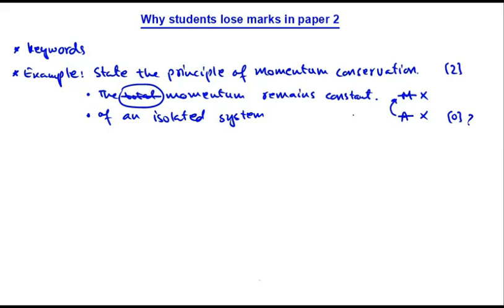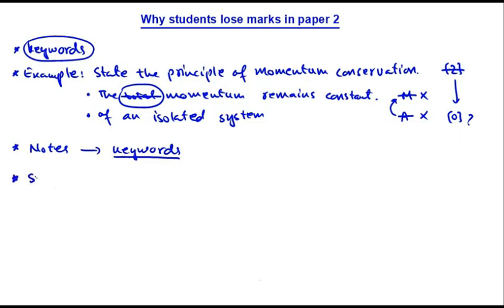So here, as you can see, omitting just one word, total, from the statement of the principle of momentum conservation costs us 2 marks, and we end up getting a 0. So students, remember, when you learn the definition of a physical quantity or the statement of a law, always pay particular attention to the keywords, remember them and never omit them. To make this easier for you, in my notes, the keywords in all the definitions and statements have been underlined, so you can easily identify them when you learn the definitions and statements.